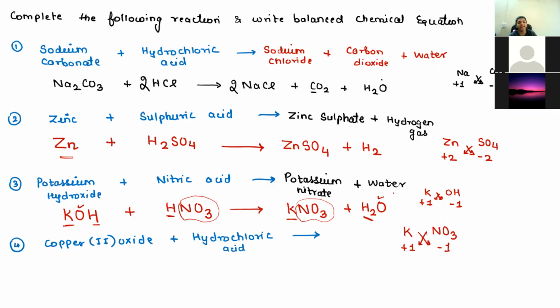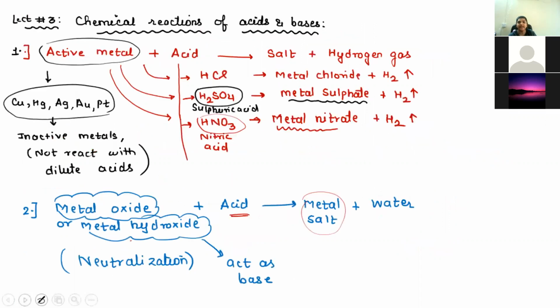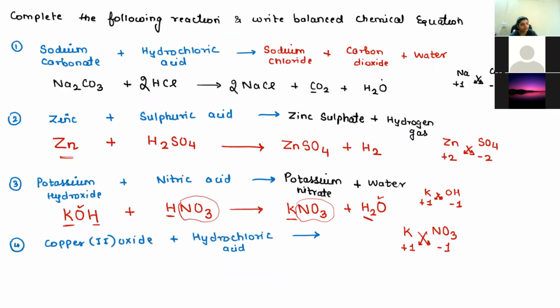Now copper 2 oxide plus hydrochloric acid. Can I say it is again a metal oxide plus acid will give you metal salt plus water? So if it is copper oxide plus hydrochloric acid, which salt will it give? Can I say copper 2 chloride? It will give me a copper chloride salt because the acid is HCl, plus water.